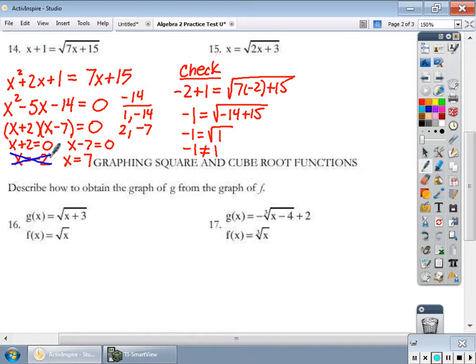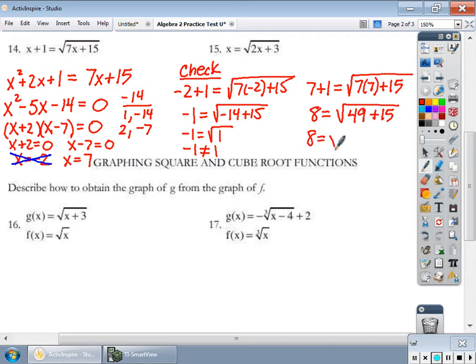Now we're going to check x equals 7. So plug 7 into x. 7 plus 1, does that equal the square root of 7 times 7 plus 15? Well, 7 plus 1 is 8. Does that equal the square root? 7 times 7 is 49 plus 15. Does 8 equal the square root of 49 plus 15, which equals 64? And yes, the square root of 64 is 8. And so this x equals 7 is the only solution.